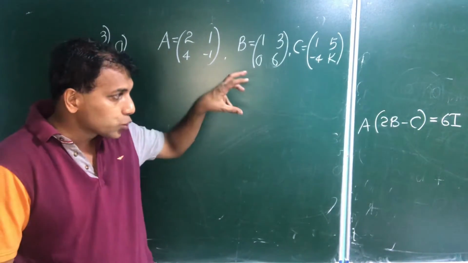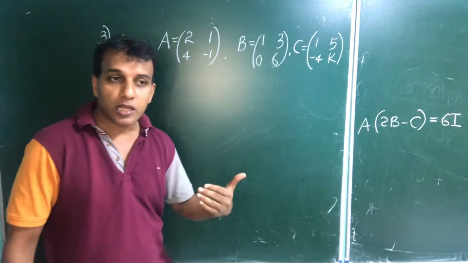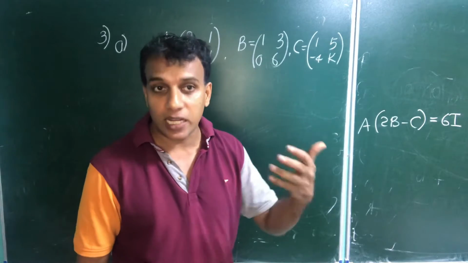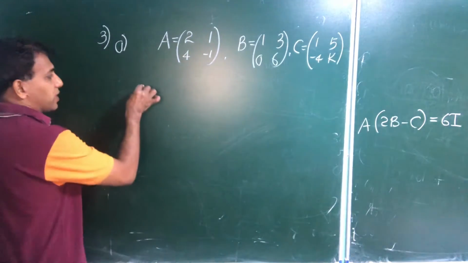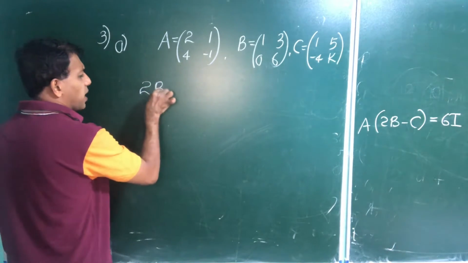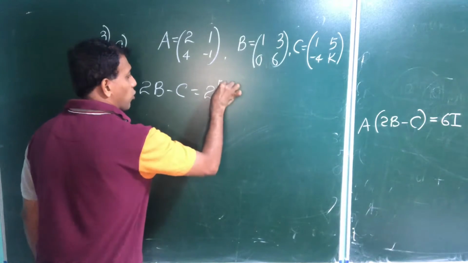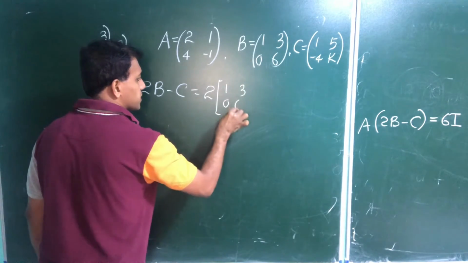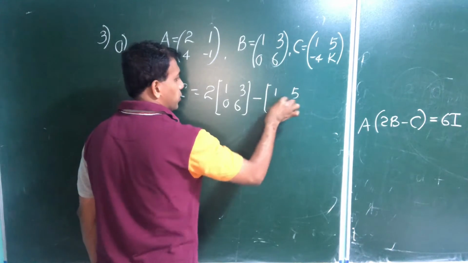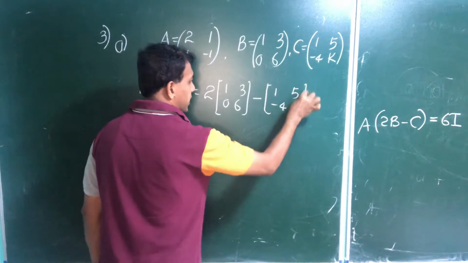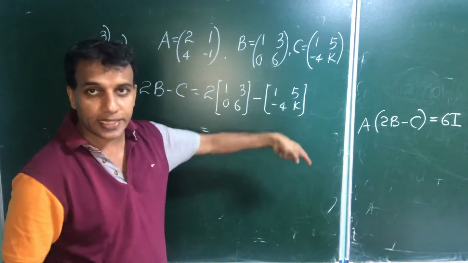So first we find 2B minus C. You know B, what is 2B? The matrix is multiplied by a scalar, multiplied by a number, and then we subtract C. Okay, we'll see that one first. 2B minus C equals 2 times B, 4, 1, 3, 0, 6, minus C, 4, 1, 5, minus 4K, right? So multiply every element by 2 and subtract this.